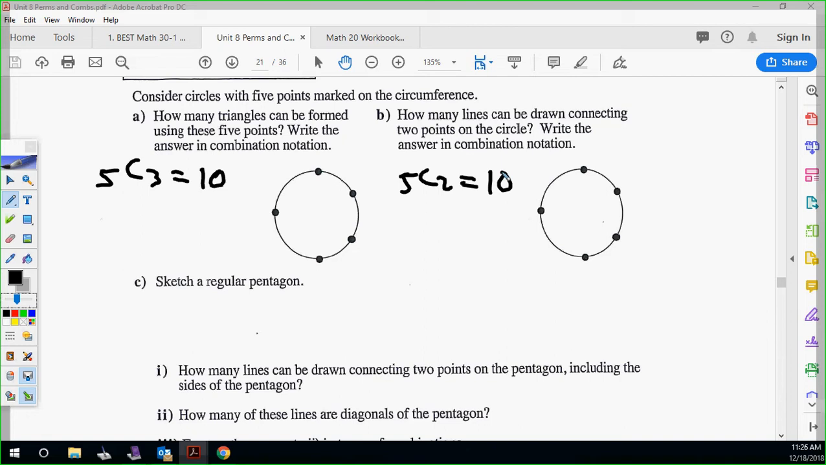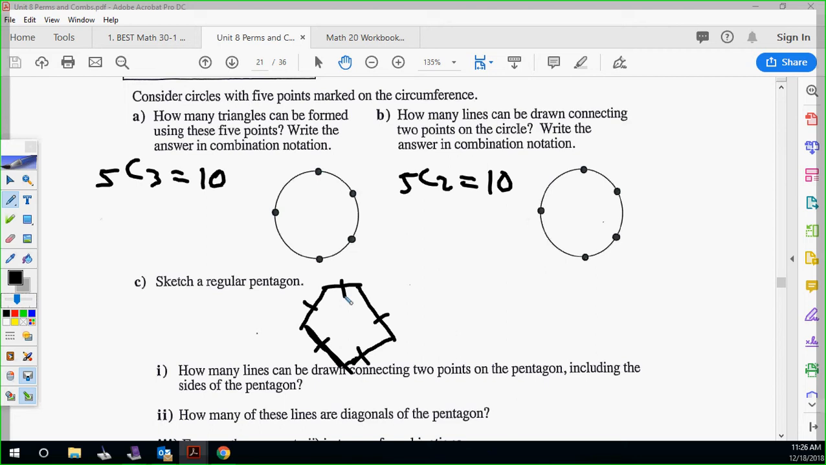Okay, so sketch a regular polygon. So just want you to sketch a regular polygon. I don't know what they're doing here with this one, but they're just doing a regular. Do you guys remember what regular means when it comes to polygons? Mine's not very good, but all the sides are equal. Yeah, all the angles are the same to each other.